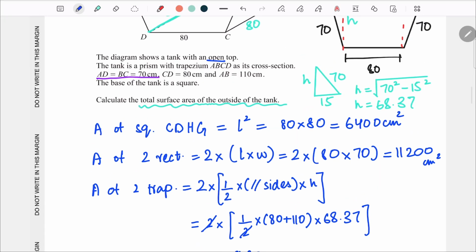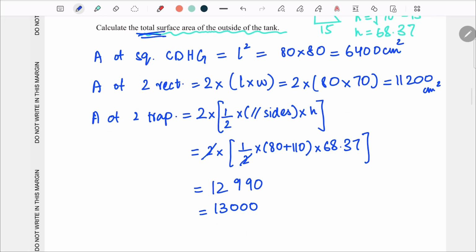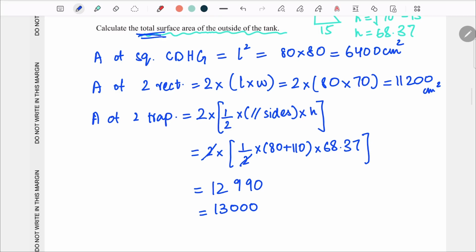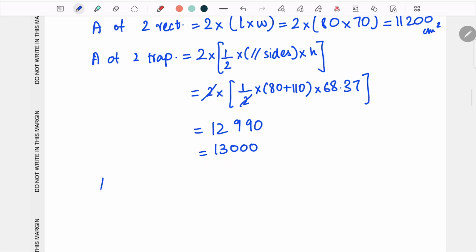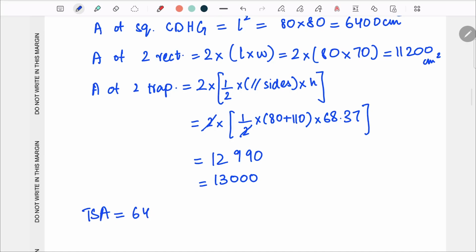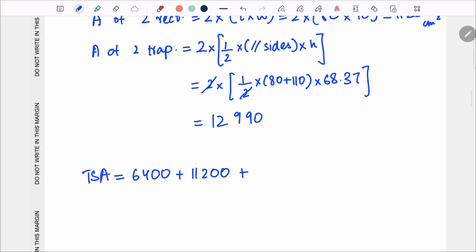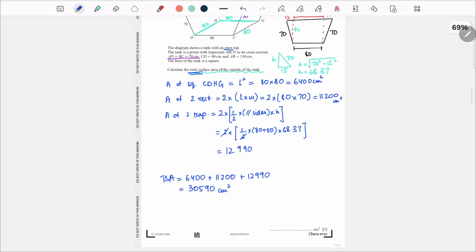Then calculate the total surface area. To find the total surface area, I'm just going to add all the areas together. So I'm going to add 6,400, 11,200 and, for now, I'm just going to take 12,990. So my final answer for total surface area will be 30,590 centimeters squared. This will be my final answer.